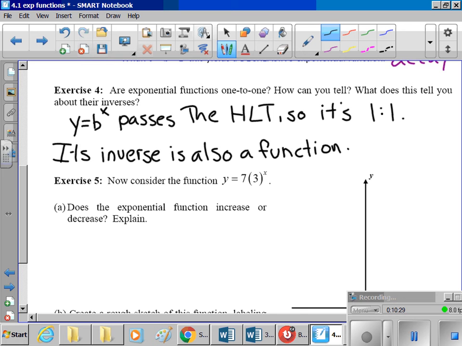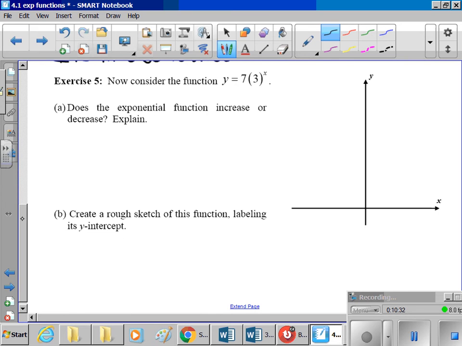All right, so now we're going to consider the function y equals 7 times 3 to the x. And remember we have PEMDAS, so exponents come before multiplication. So we're going to do our multiplying by 7 after we raise 3 to the power. Remember that it's not the same as 21 to the x. Just be careful you raise to a power before you multiply by 7.